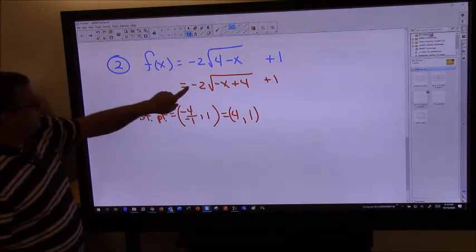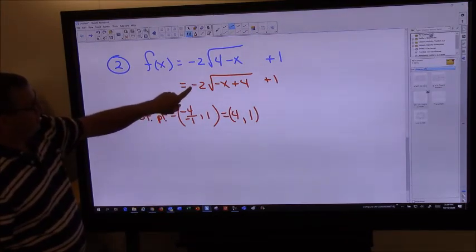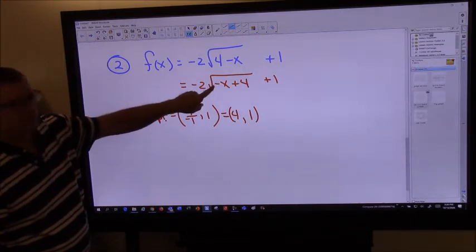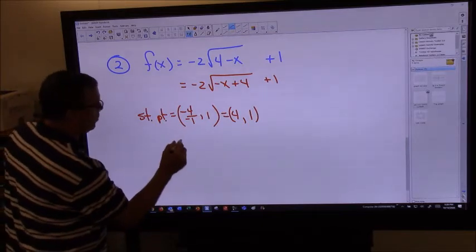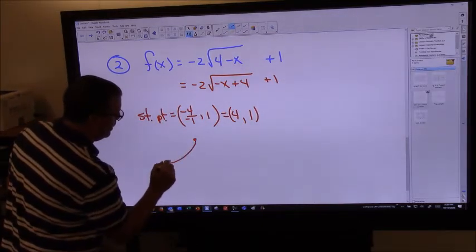So now I look at this and I'd say this graph goes down. This is up or down right here. This is left or right. So down and to the left. So when I graph this, it's going to look like that.